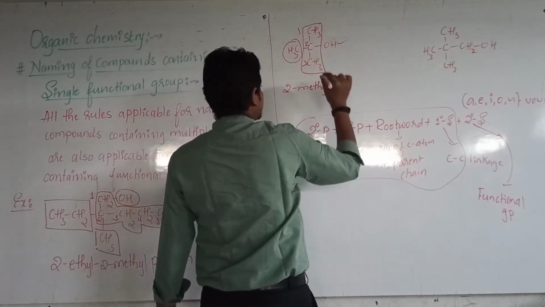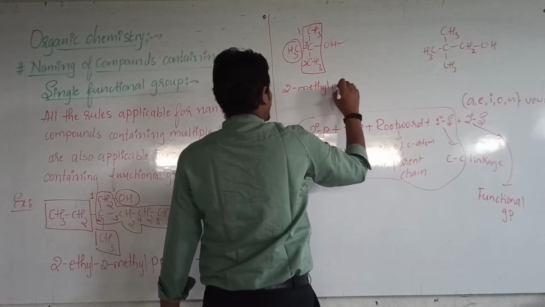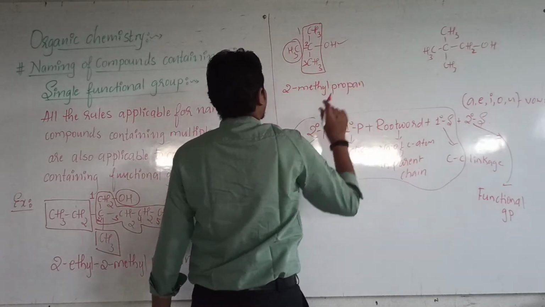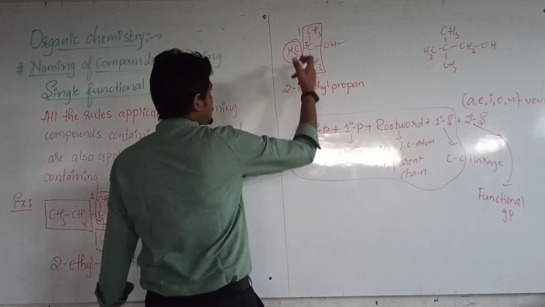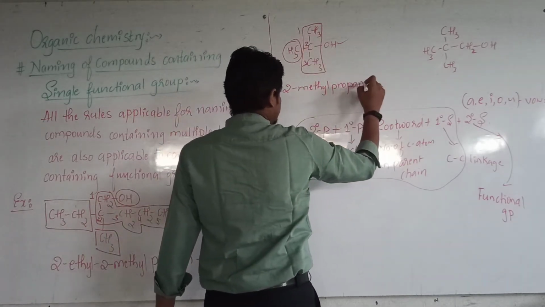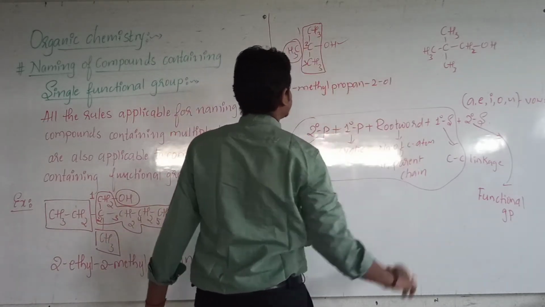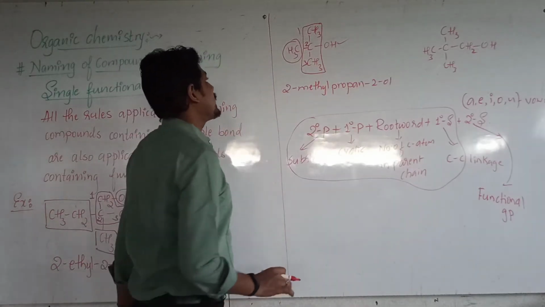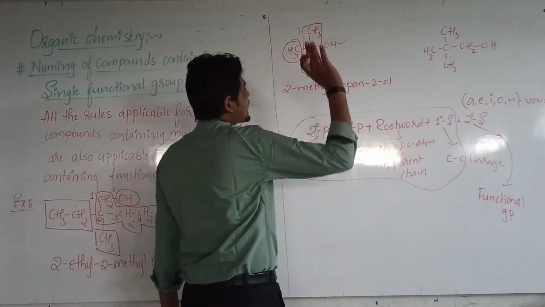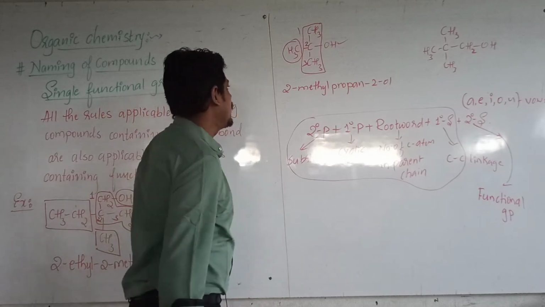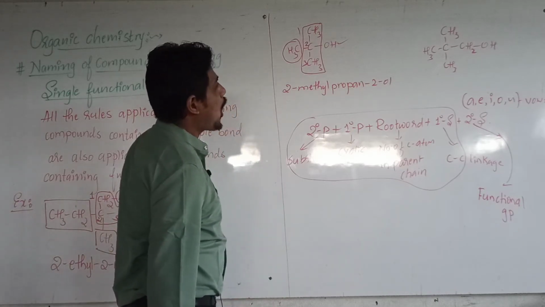How many carbon atoms are in the parent chain? 3. Propan. Why an? Again, all are single bonds. So propan-2-ol. You understanding it? Why 2-ol? Because the functional group is attached to the second carbon atom. Okay, so 2-methylpropan-2-ol.